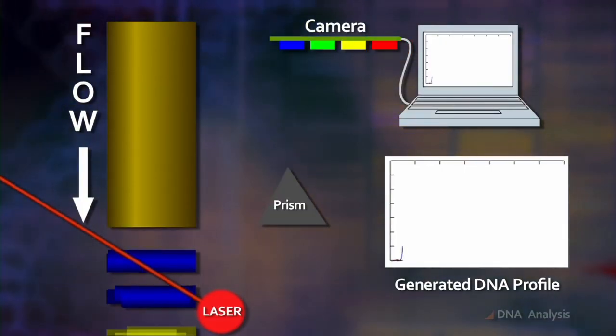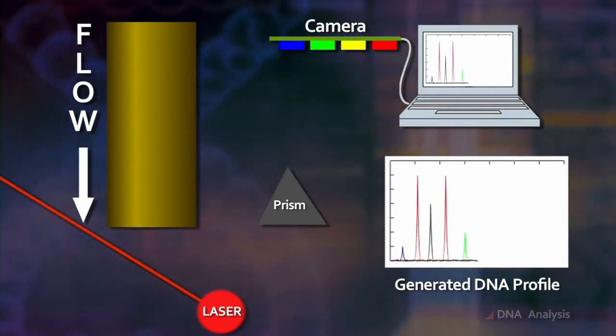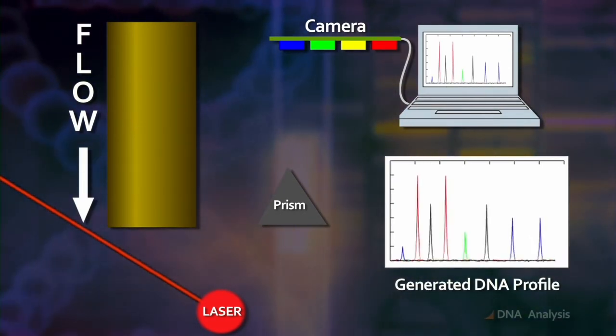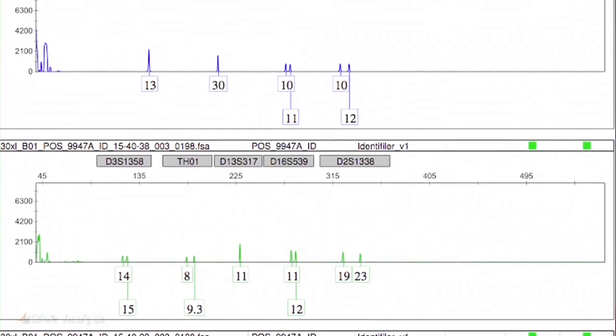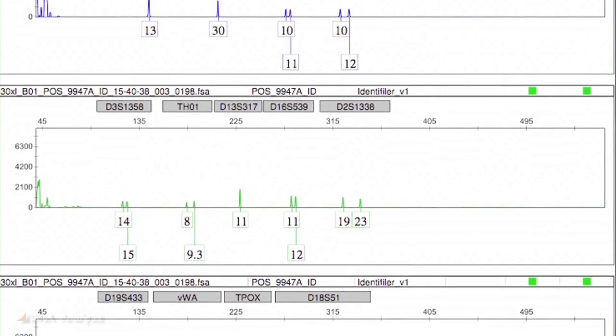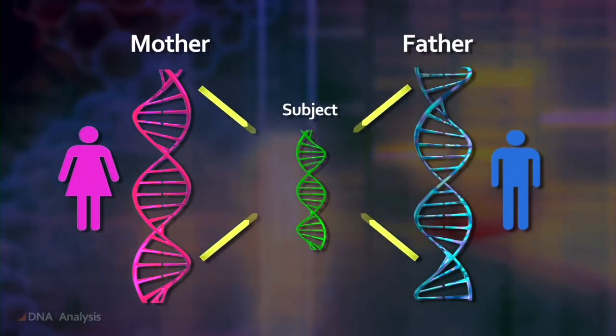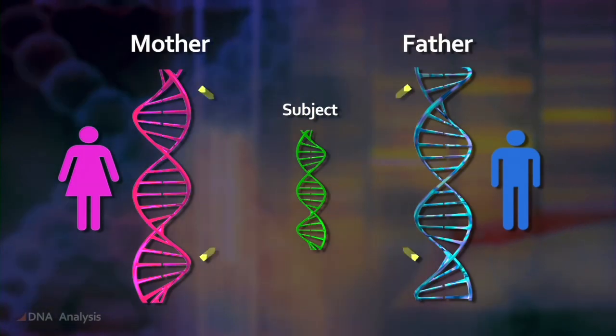passed through a laser. When this laser hits the fluorescent tags we added earlier, a camera determines what color the tag is and how much there is. What results is a DNA profile, a set of numbers at the different regions tested called a locus. One of the numbers comes from the mother, the other from the father, linking the subject to each one.